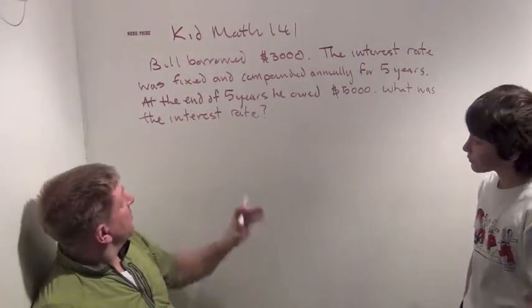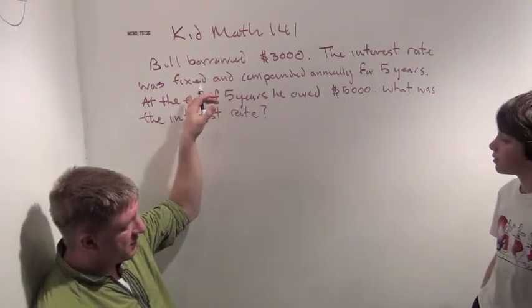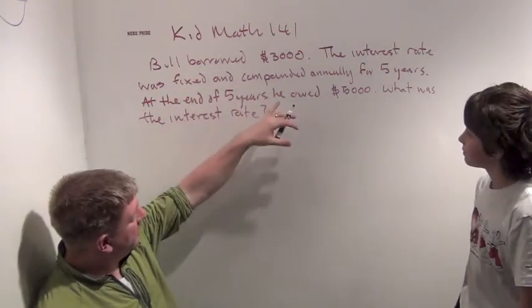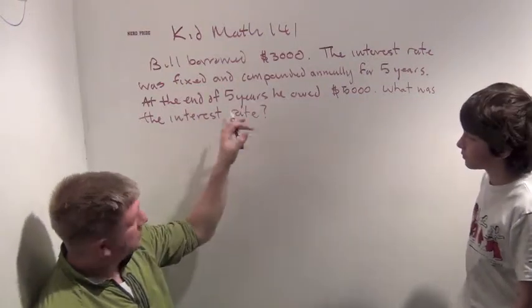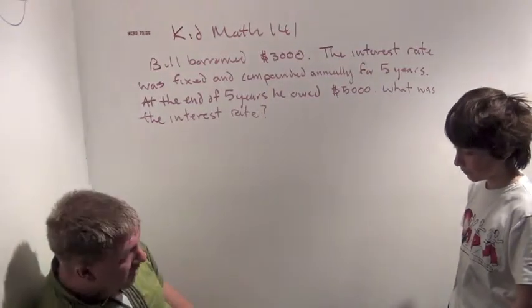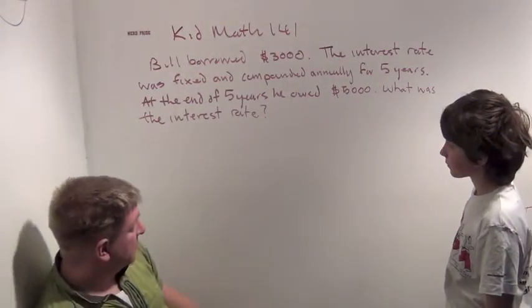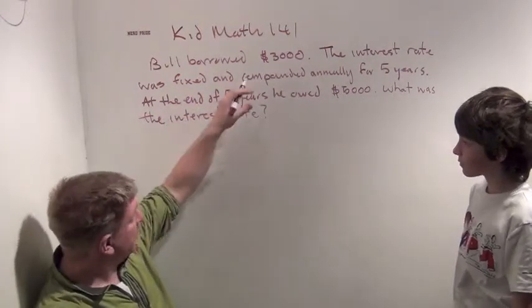Okay. So Bill borrowed $3,000. The interest rate is fixed, which means it just stays the same for the whole time. It was compounded annually for 5 years. At the end of 5 years, he had $5,000. What was the interest rate? This is actually a very common problem that you have to solve in anything where you're borrowing money. It's a pretty neat example.